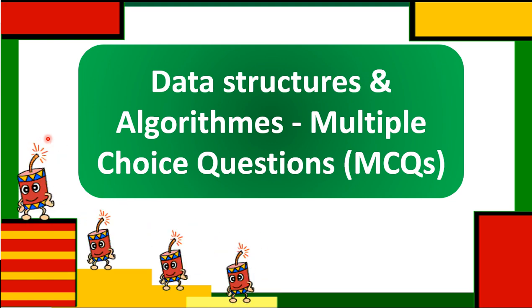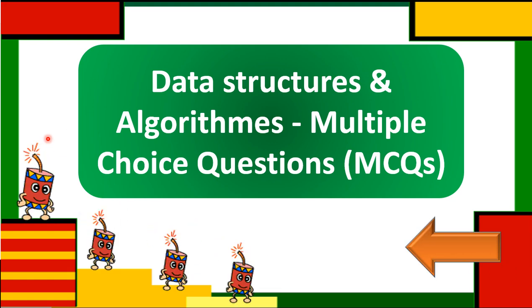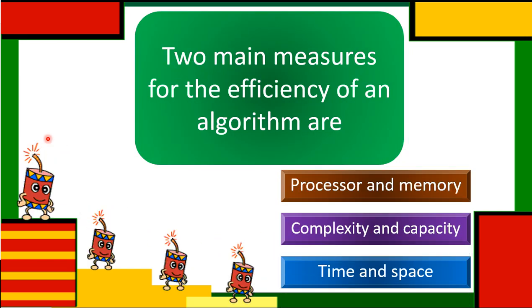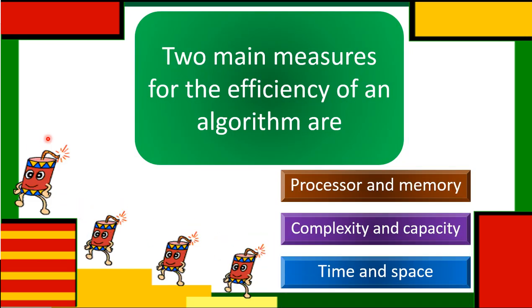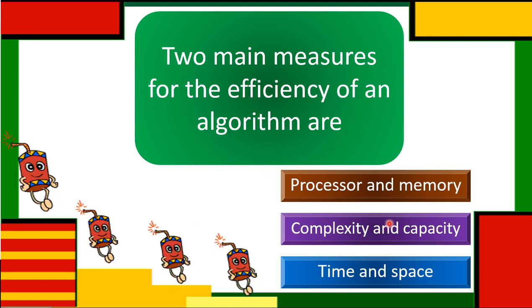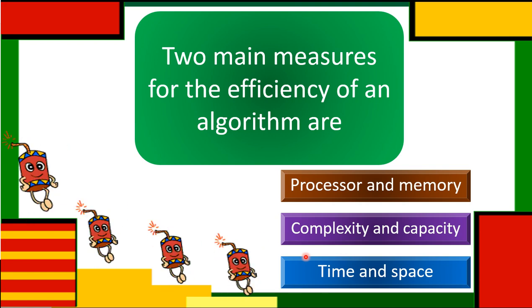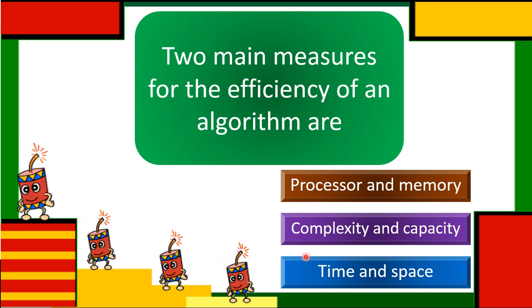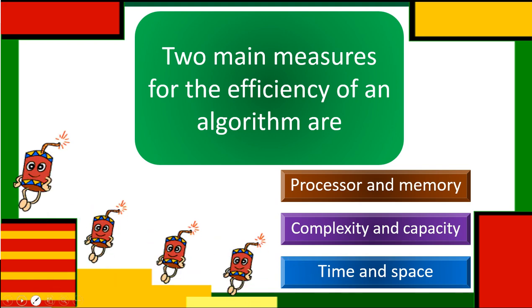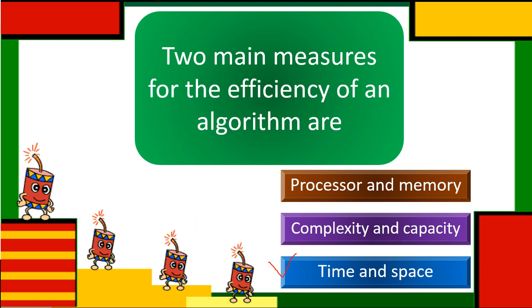Today in this tutorial we will learn data structures and algorithm multiple choice questions. So let's start. Our first question is: two main measures for the efficiency of an algorithm are processor and memory, complexity and capacity, or time and space. So the correct answer is time and space. This one is the correct answer.